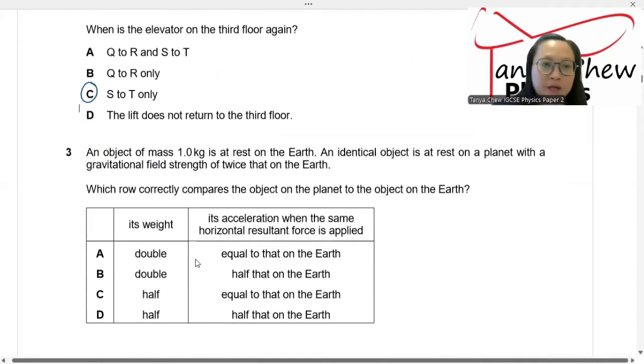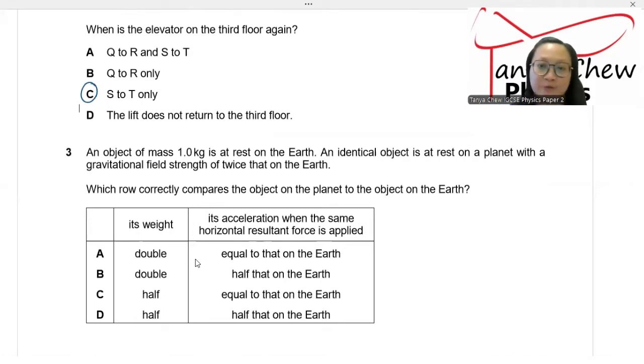Now, number 3. An object of mass 1 kilogram is at rest on the Earth. An identical object is at rest on a planet with a gravitational field strength of twice that on Earth. Which row correctly compares the object on the planet to the object on the Earth? Since the gravitational field strength, I just write down, this is Earth, this is maybe the planet.